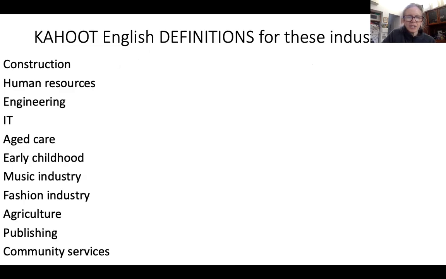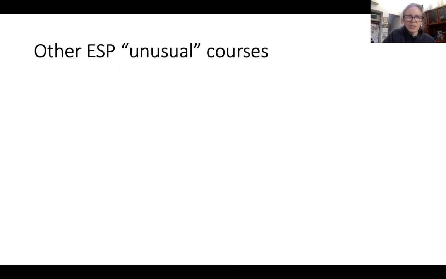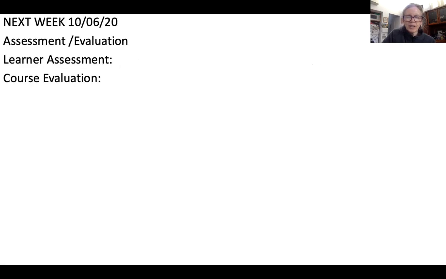And then we talked a bit about what we're doing next week, which is you got to choose one of them and do a Kahoot. And we talked about how ESP can include, for example, ESP for logistics, ESP for aviation, ESP for oil and gas, ESP for football. And an example of the assignment.